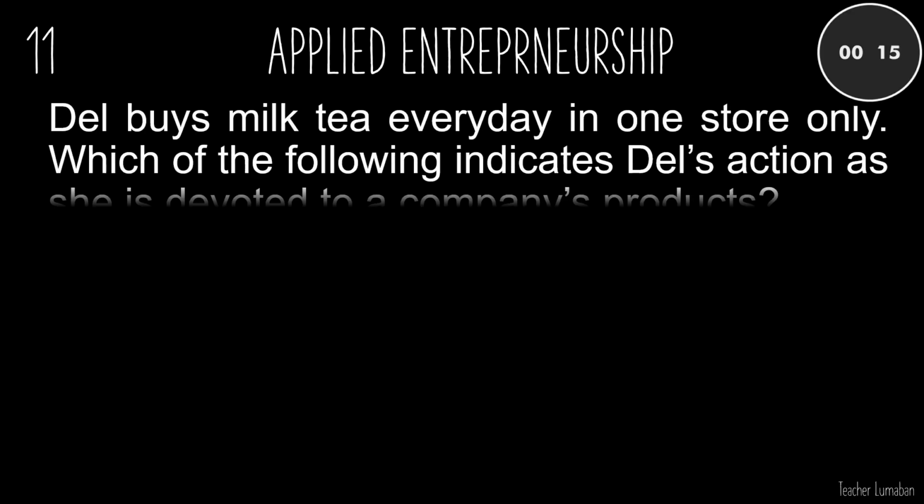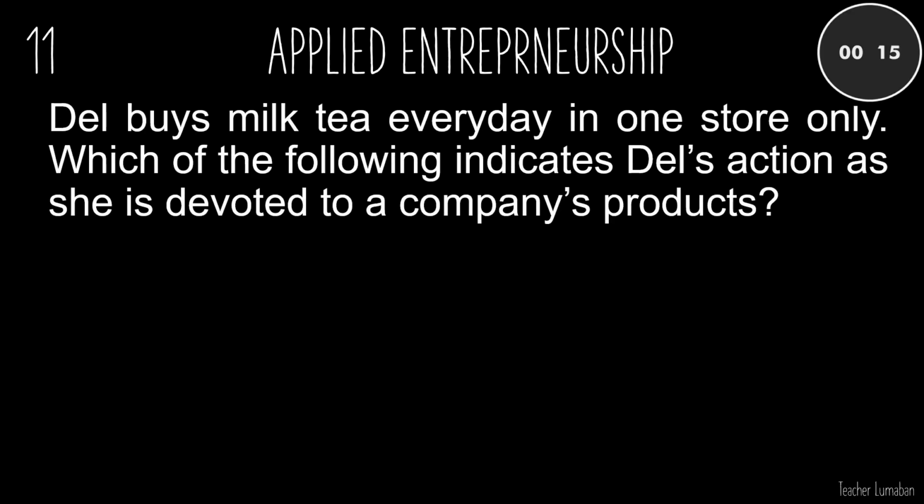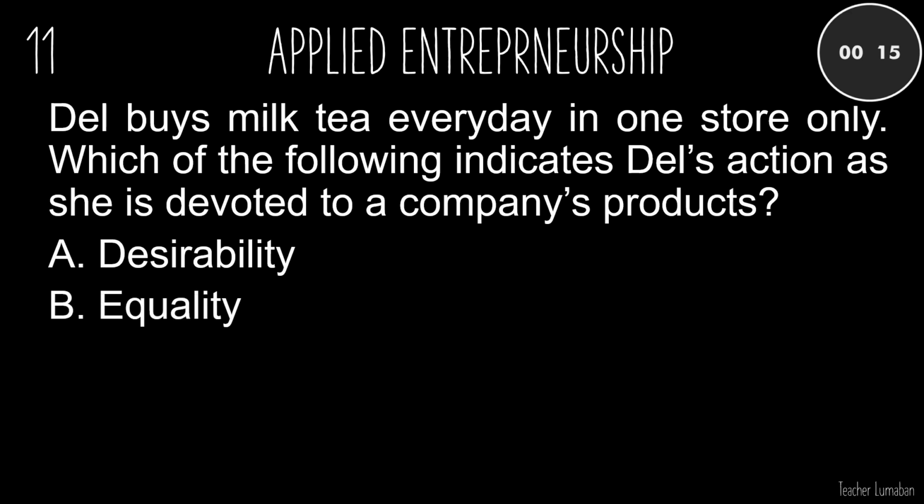Dell buys milk tea every day in one store only. Which of the following indicates Dell's action as she is devoted to a company's products? A. Desirability. B. Equality. C. Loyalty. D. Quality.